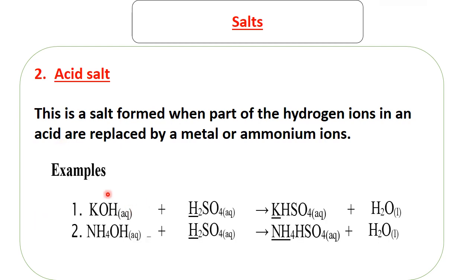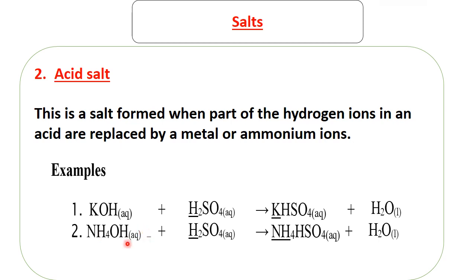So here are some examples of acid salts. Here we have potassium hydroxide reacting with sulfuric acid. There are two hydrogen ions, and the potassium just replaces one hydrogen ion. Out of these two hydrogen ions, one has been replaced, so we have potassium and hydrogen. In this case, what we have here is an acid salt because it is a salt, but it still has hydrogen in it. Then we have also this one, which involves ammonia.